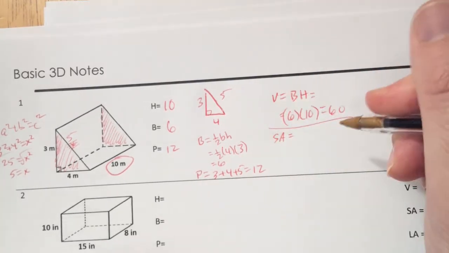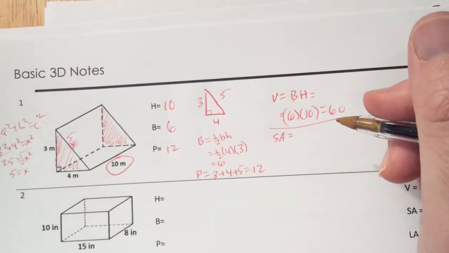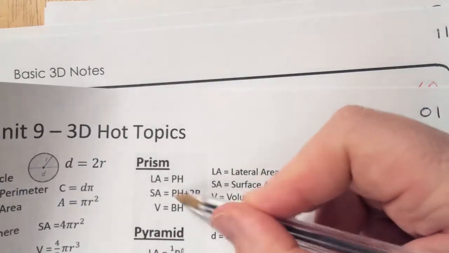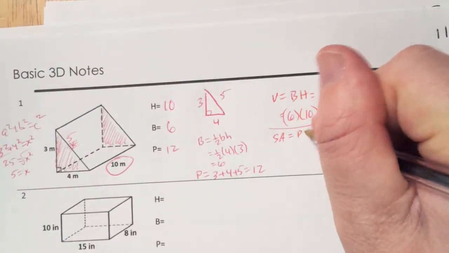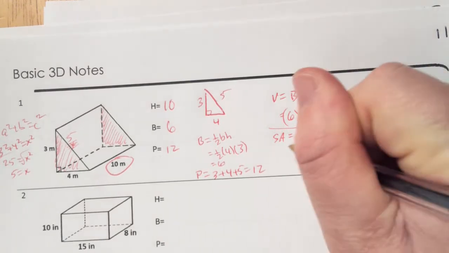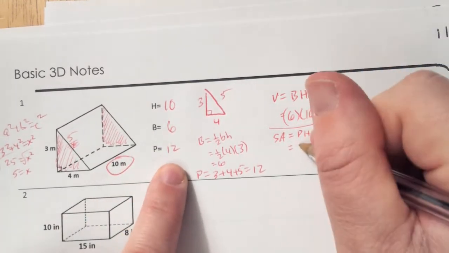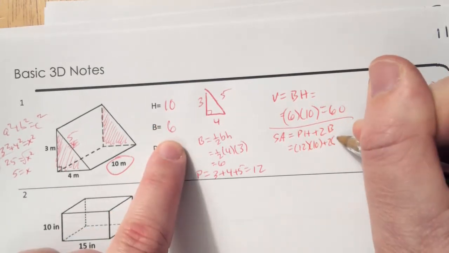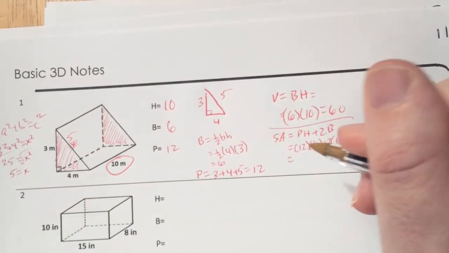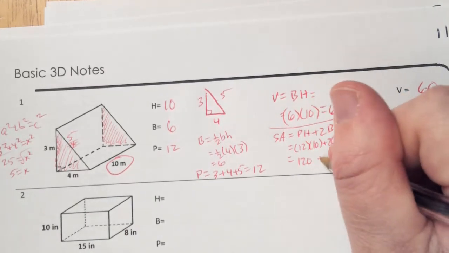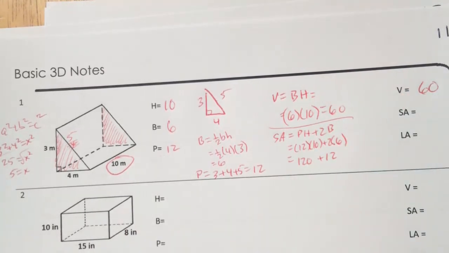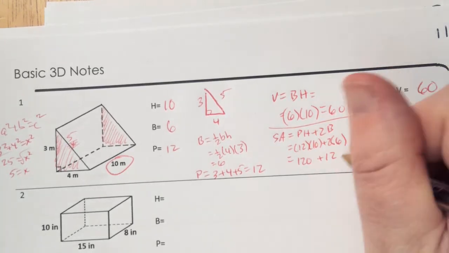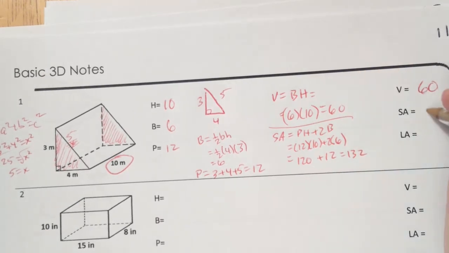Surface area. For surface area, that's this equation, pH plus 2B. All you have to do is take all this information, plug it in. So it's 12 times 10 plus 2 times 6. So that's 120 plus 12. And you get 132.